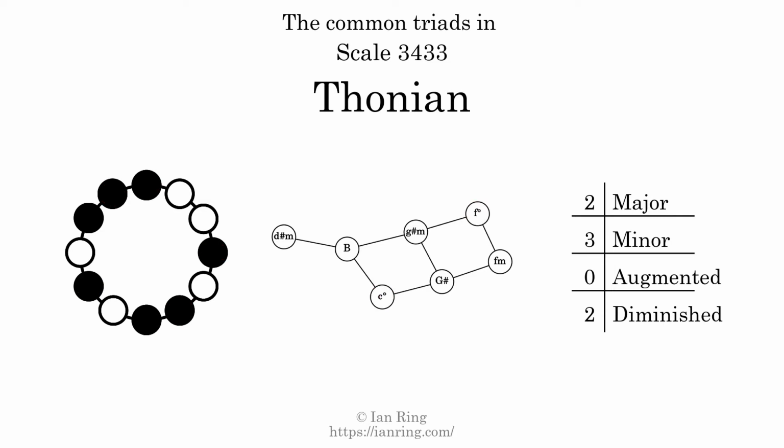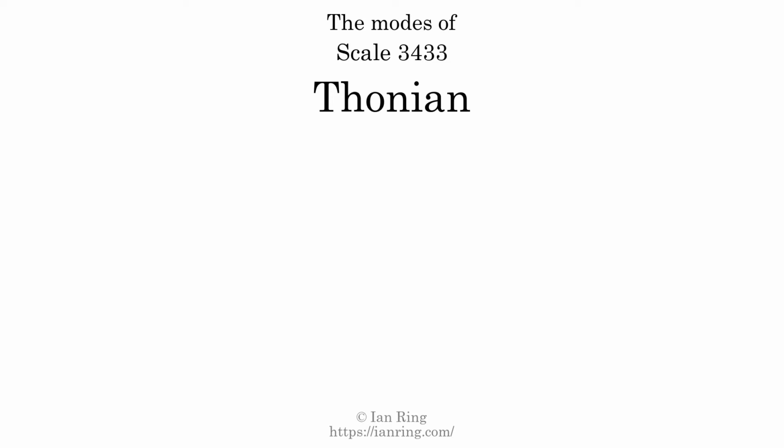Here is a Hamiltonian path of parsimonious voice leading that uses all the triads. This scale has 7 modes. The first mode is itself. The second mode is scale 941, also known as Milajankarabani.